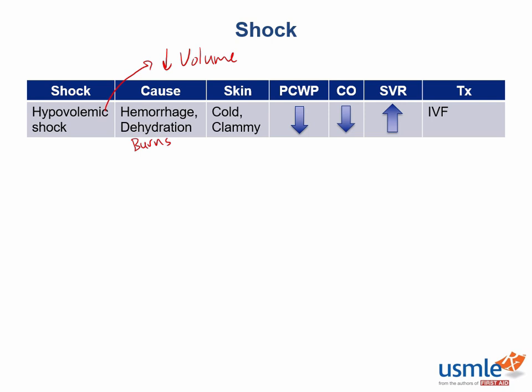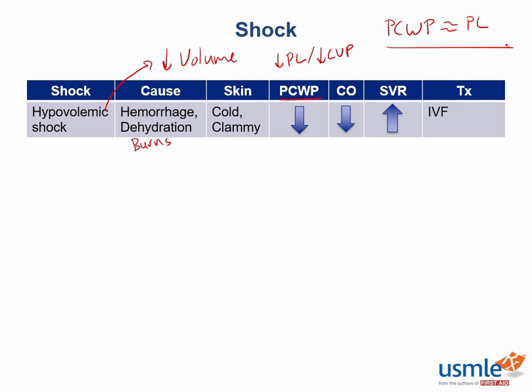So what happens when we lose a bunch of volume? Well, this is going to result in a big drop in our preload and our central venous pressure, and this is just because there isn't enough blood in the veins. Now, note on my chart here, I have the pulmonary capillary wedge pressure listed. And what you need to know is that pulmonary capillary wedge pressure and preload are essentially synonymous. So if you have a drop in your preload, you have a drop in your pulmonary capillary wedge pressure.